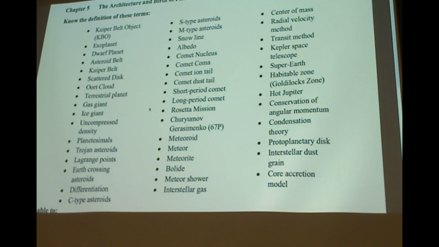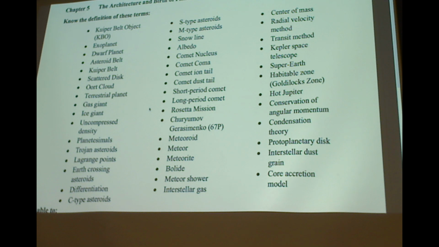Short period and long period comet. What's a short period comet? What does short mean? Less than 200 years. Where does it come from? Kuiper belt, right? Long period, what does that mean? More than 200. So less than 200, more than 200. It's really weak though, because it could be like a million.